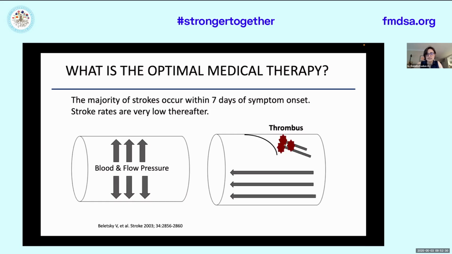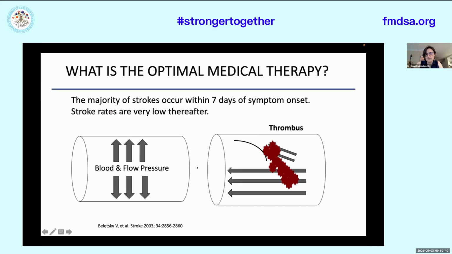Now, in some cases, pieces of that blood clot can break off and travel to whatever is being supplied. So in this case, the brain. In other cases, that blood clot may form and grow and actually block blood flow completely. Now, that traveling blood clot or complete blockage can result in a stroke. If that's going to happen, it's usually within the first week of symptoms. And thereafterwards, thankfully, the stroke rates are very low.